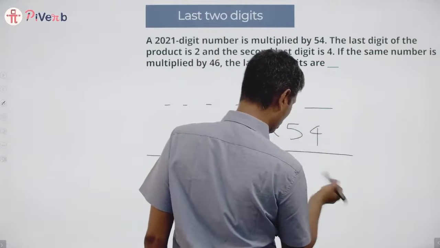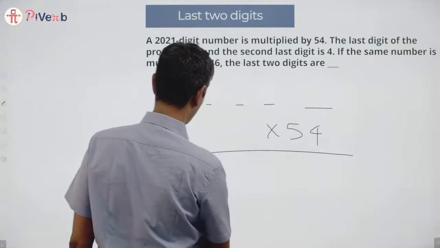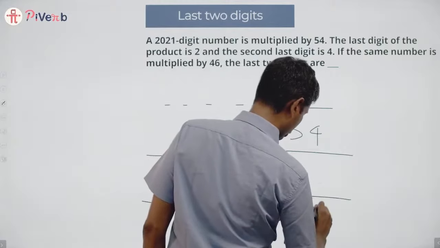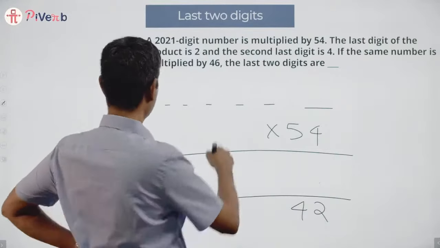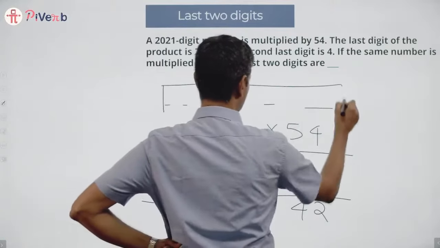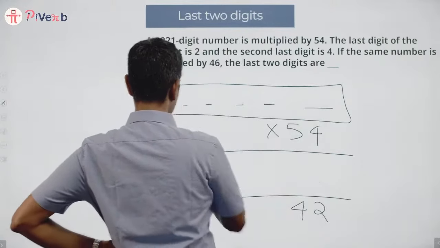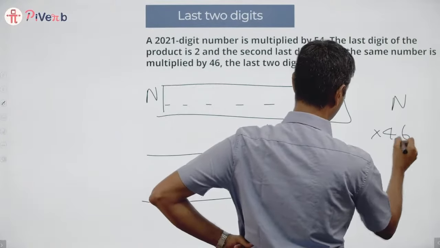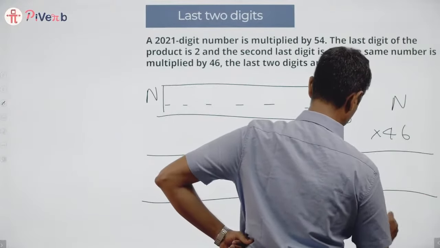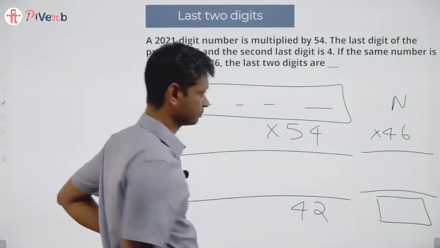Last digit is 2, second last is 4. This is 42, like this. The same number, let's call this number n. Same number n is multiplied by 46. What will be the last two digits?